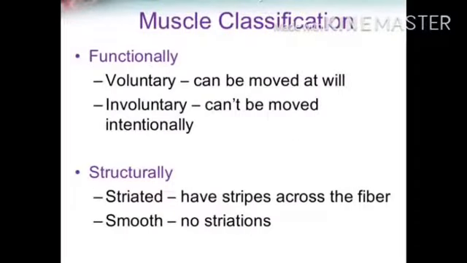Now muscular classification. Functionally, voluntary muscles can be moved at will. Involuntary muscles cannot be moved intentionally. Structure: striated muscle has strips across the fiber. Smooth muscle has no striations.